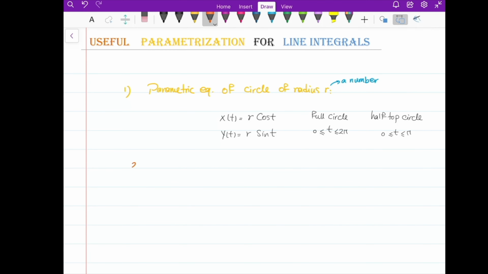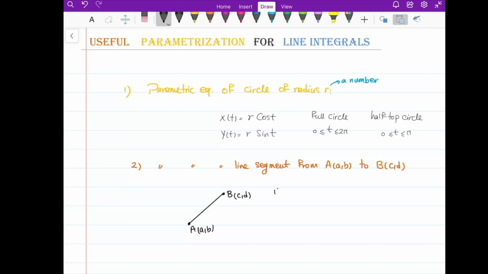The second one is parametric equations of the line segment from the point A to the point B. Okay, so assume that we have this line segment in here that we want to find its parametric equation. So how do we do that? There are 2 ways to do it.